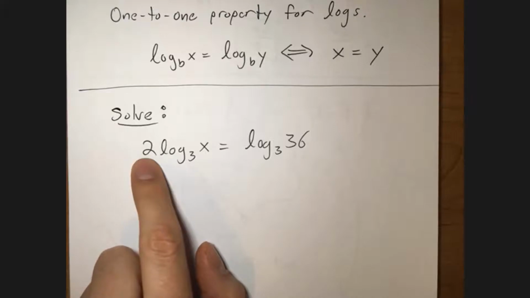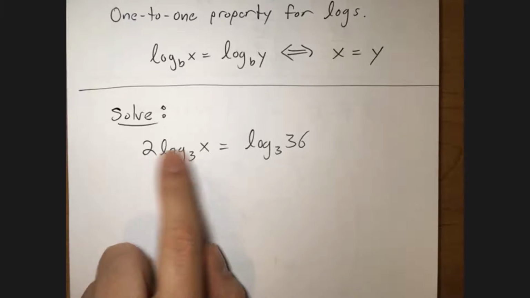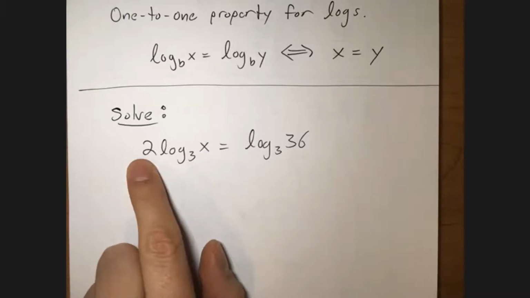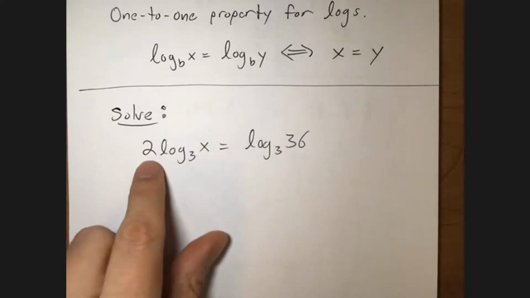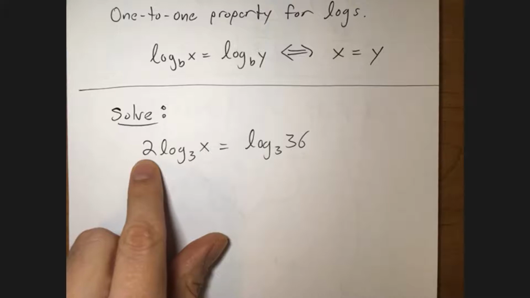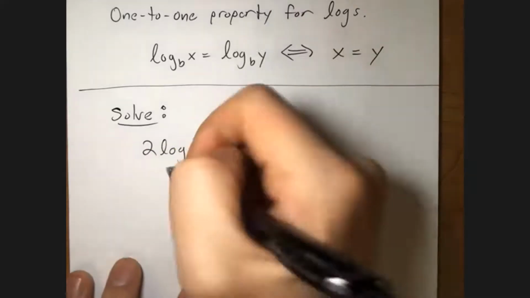So what can I do to get that 2 out of there? Well, I can use one of the properties of logarithms in reverse. What property of logarithms would put a 2 over here? It's the power property. The power property brings the exponent down in front of the log. So just use that property backwards, and we can write it like this.